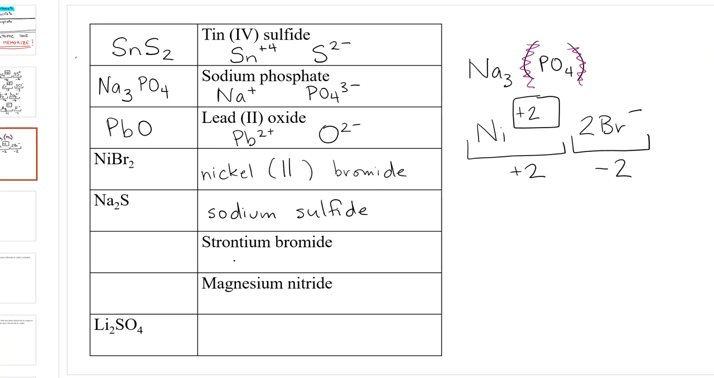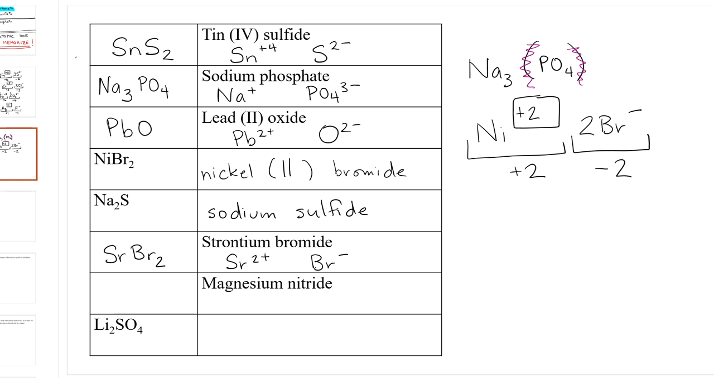Strontium bromide, go back to the ions. Strontium is in group 2. It's an alkaline earth metal. So strontium will have a +2 charge. Bromide has a -1 charge. So when we bring them together, this compound is SrBr2. We need 2 bromides for every 1 strontium.